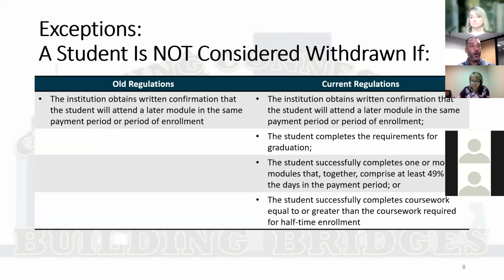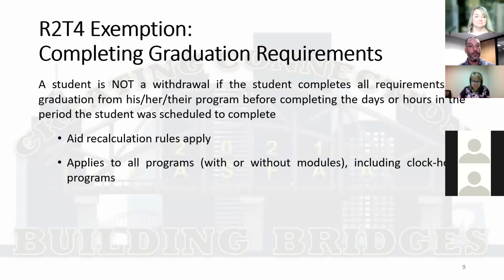Now we need to assess multiple things. The first one, did the student graduate early? The second one, did they successfully complete 49% of the payment period? The third one, did they complete coursework equal to or greater than what is required of half time during that payment period to meet the exclusion?